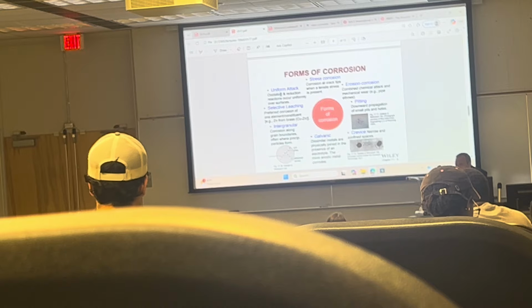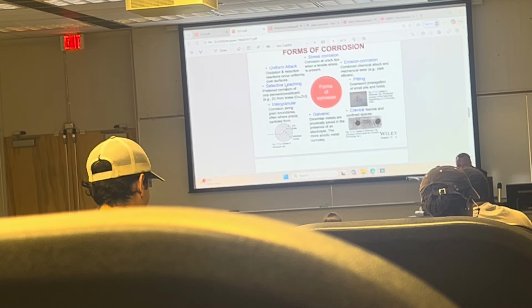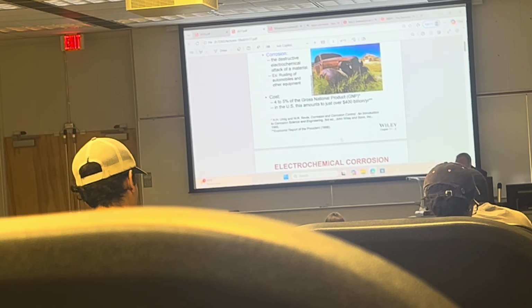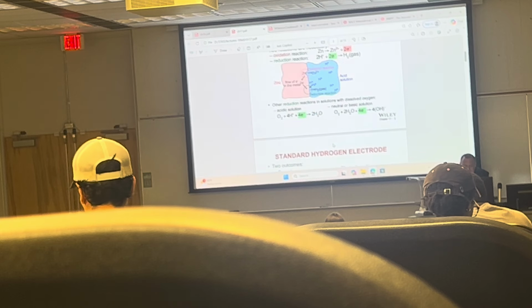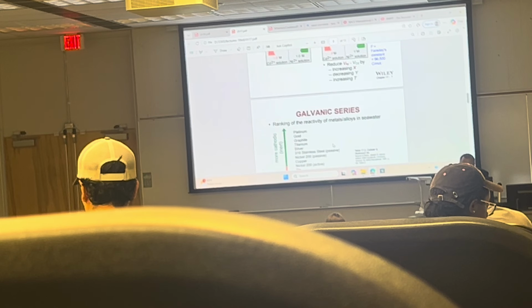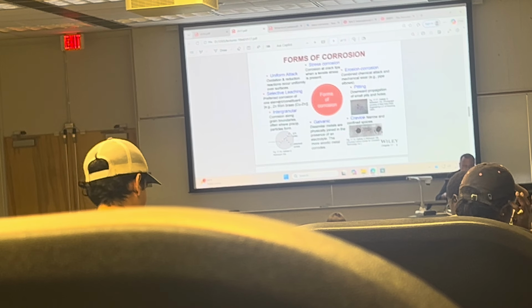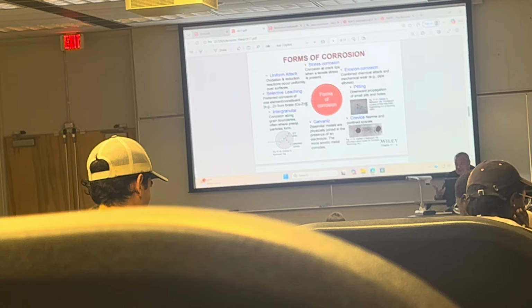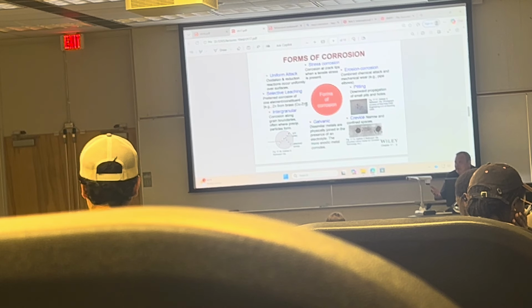Typically, what you are mostly familiar with is uniform attack. And the uniform attack is this, where the whole surface is corroded. It's very noticeable, right? The other type is selective leaching, when there's preferred corrosion of a certain element. Like brass, for example, is an alloy of copper and zinc, and zinc is going to be more reactive. So if you've ever seen corrosion, zinc is leaving the alloy at a higher rate than copper.